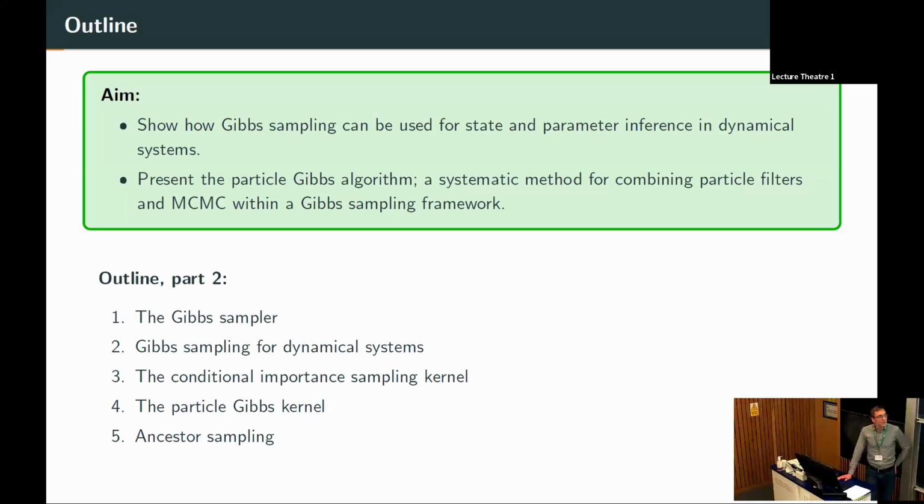The aim of this part now is to show you how Gibbs sampling can be used for state parameter inference. Similar to the previous lecture, we start with the ideal setting to derive some ideal MCMC algorithm that turns out to be intractable, and then we will see how we can exactly approximate this using SMC. Starting with Gibbs sampling, we'll introduce what's referred to as a conditional importance sampling kernel, which is a stepping stone, you could say, towards the particle Gibbs kernel. Then towards the end, I will talk a little bit more about some extensions of this.